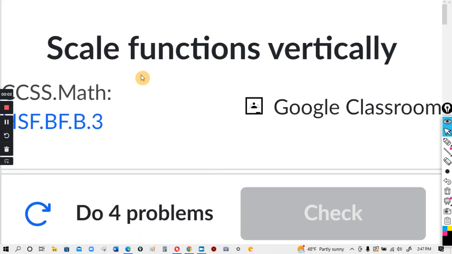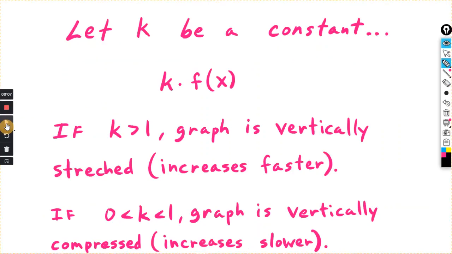This will be for the exercise, scale functions vertically. All right, so we'll start by letting k be a constant, and we take the function f of x and we multiply it by k. If k is greater than 1, the graph is vertically stretched. That just means it increases faster. And if k is between 0 and 1, the graph is vertically compressed. That just means it increases slower.